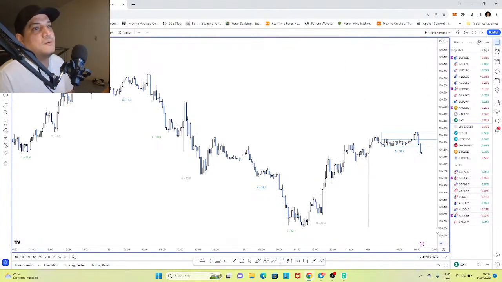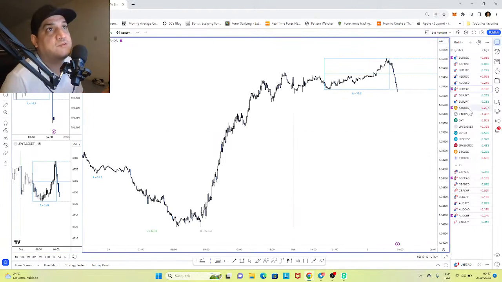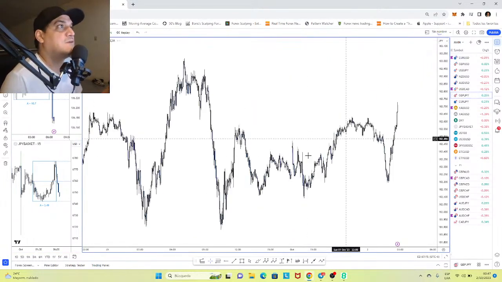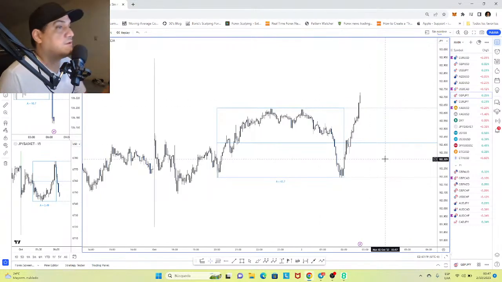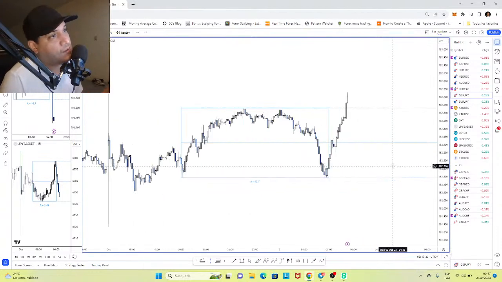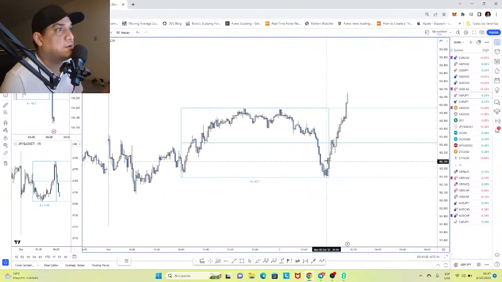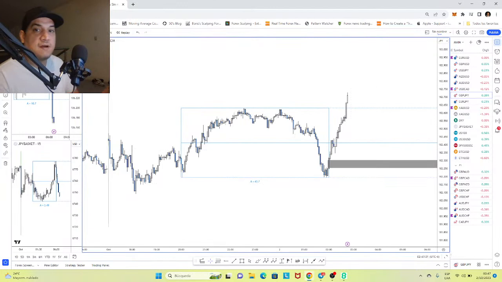Okay, so why don't we start just by looking at what's going on with the major pairs that I trade. Let's have a look at the pound yen. Pound yen breaking with the Asian session highs, pretty sick. So I'm going to place a buy limit here right now on the GBP Japanese yen.